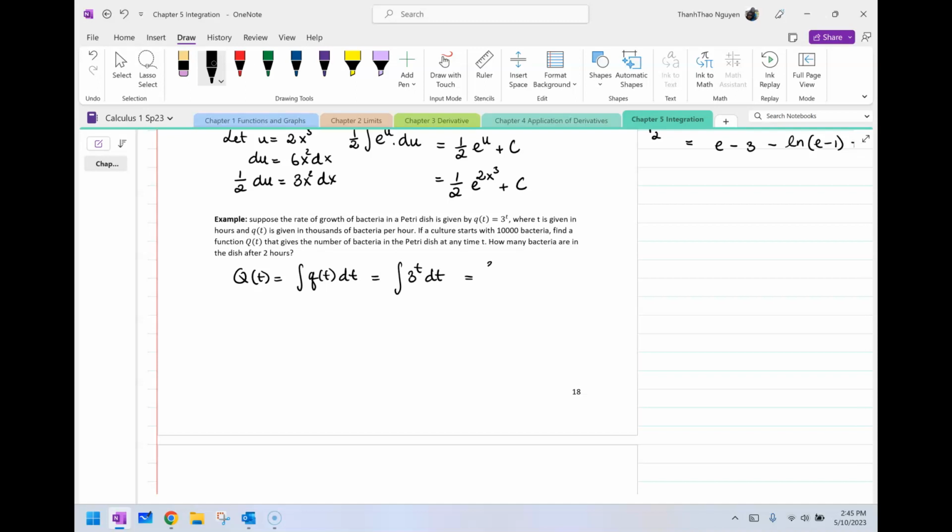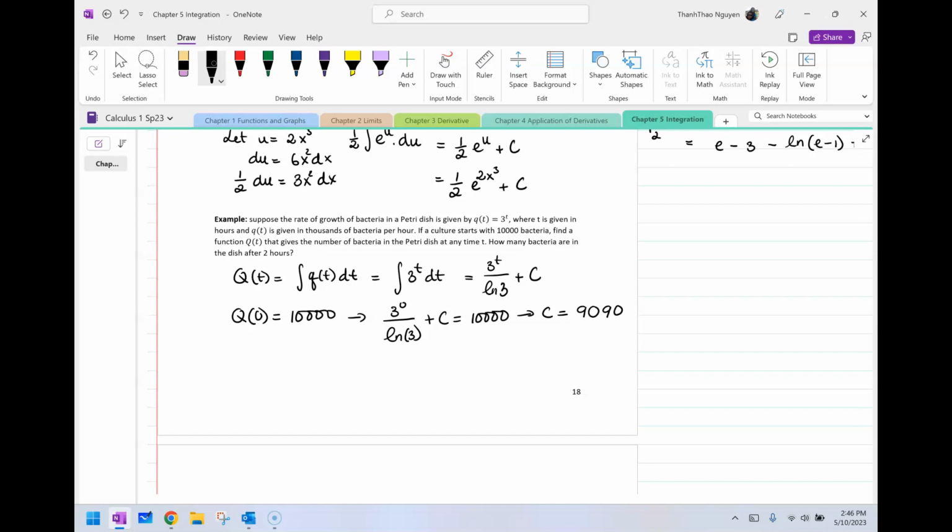This equals 3 to the t divided by ln of 3 plus c. Now we need to calculate that c. Well, we were told that q of 0 is equal to 10,000. This means 3 to the 0 divided by ln of 3 plus c equals 10,000. This implies c is equal to 9,090. We round it to the whole number.